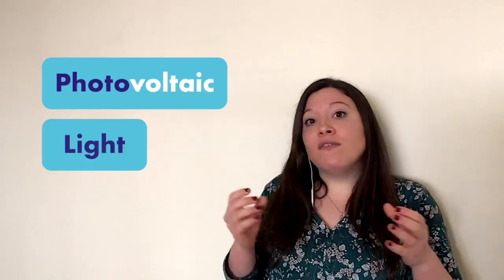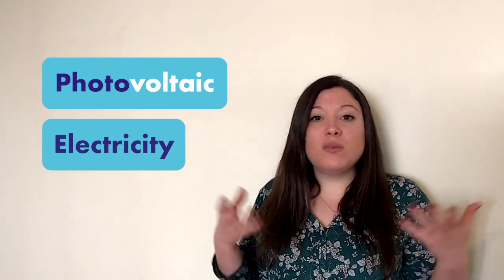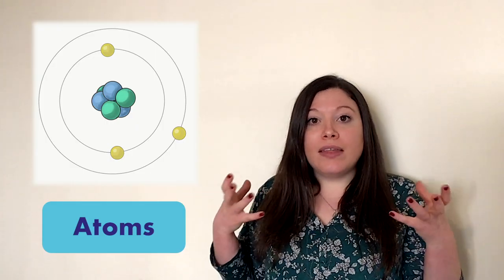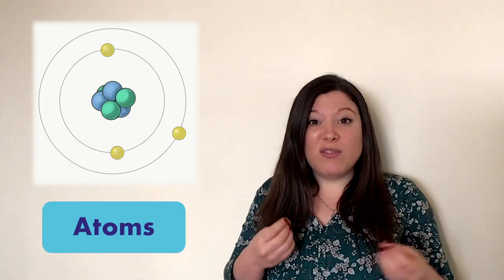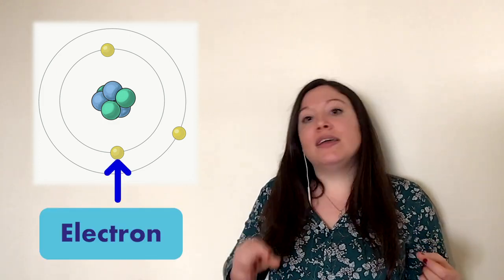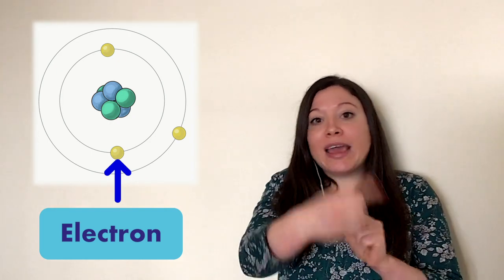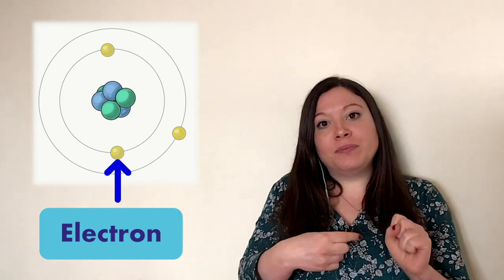One type is called photovoltaic. And the photo in this word just means light, and the volt is to do with electricity. So it's just a way of saying that these are panels which convert light straight into electricity. And they do this because everything in the universe is made of atoms. And these atoms themselves are made of little particles. One of the particles is called an electron. It's a tiny little negatively charged particle that whizzes around the outside of atoms.